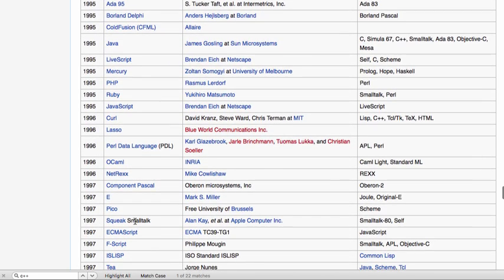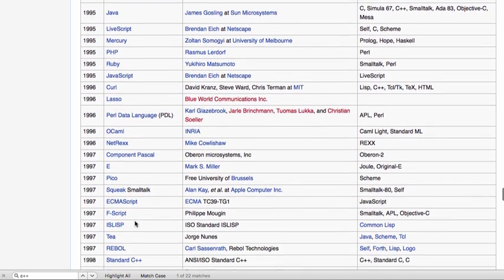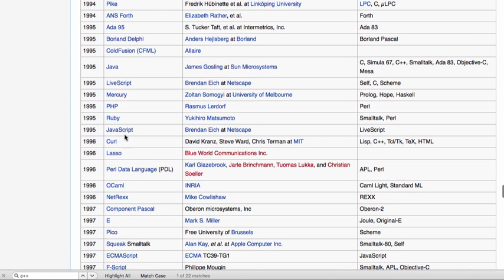If we move down, we can also see that JavaScript came out that same year. Another extremely important programming language, it is the language of the web.